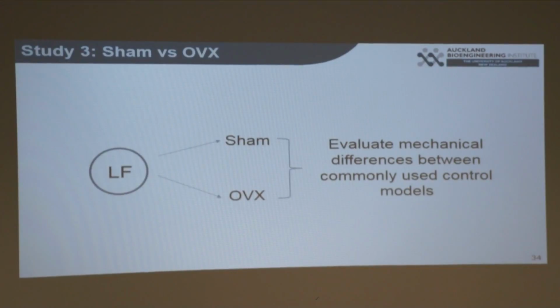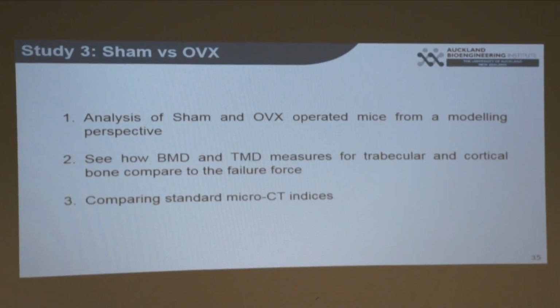One of the reasons why we looked at the study also was part of that lactoferrin study that I'm working on now. We had both the control groups, we had sham and we had OVX, and we wanted to see mechanically was there any difference between those two controls. So like I said, much smaller study, so the approach was quite simple. Analysis of sham and OVX operated mice from a modelling perspective. We wanted to see how BMD and TMD measures for trabecular and cortical bone compared to the failure force, and finally we wanted to look at the micro-CT indices.